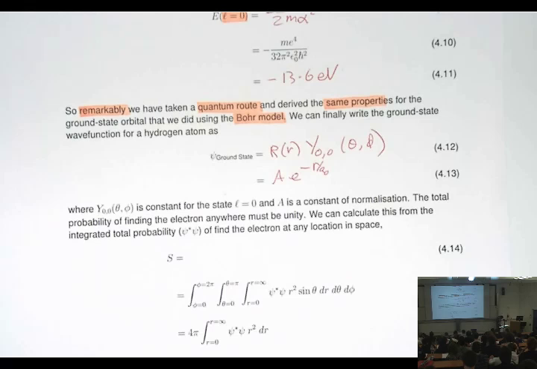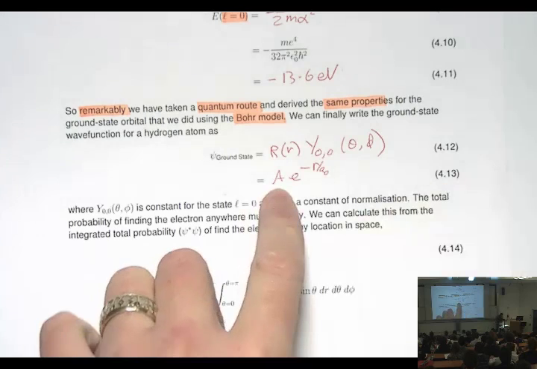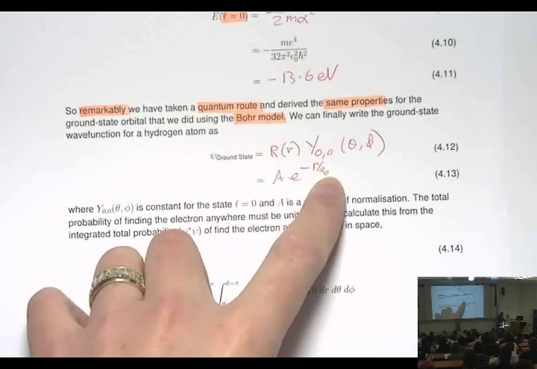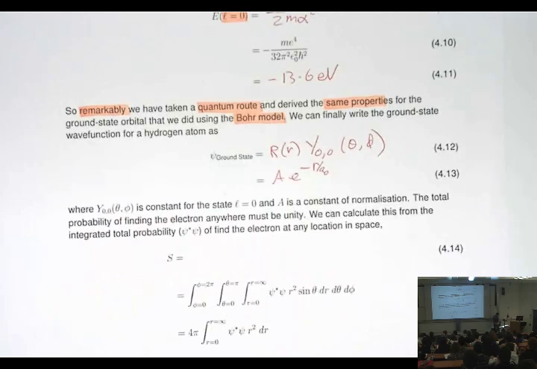So at the end of Thursday, we had written that the ground state was this thing here. The ground state wave function was A times the exponential of minus r over a naught, where a naught is Bohr's radius. So we need to normalize this.